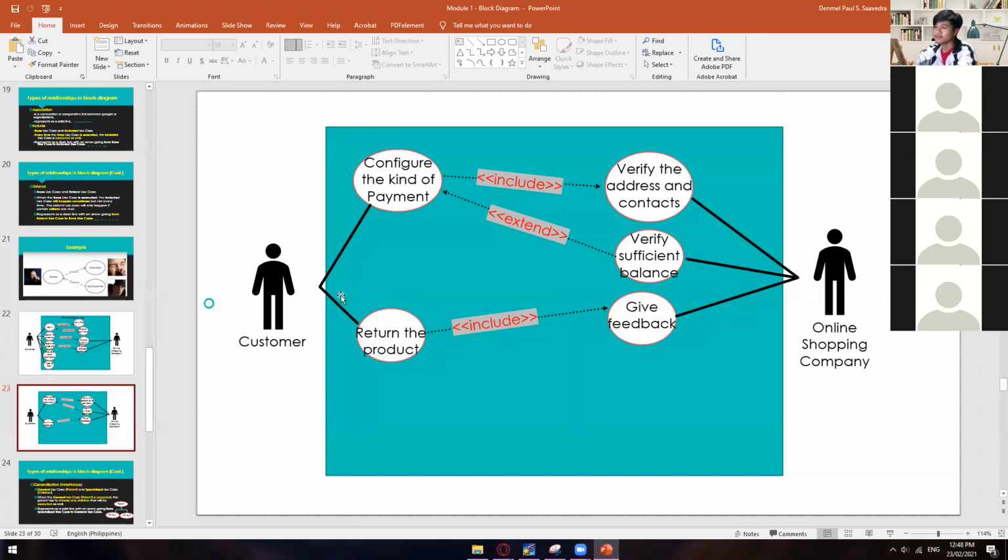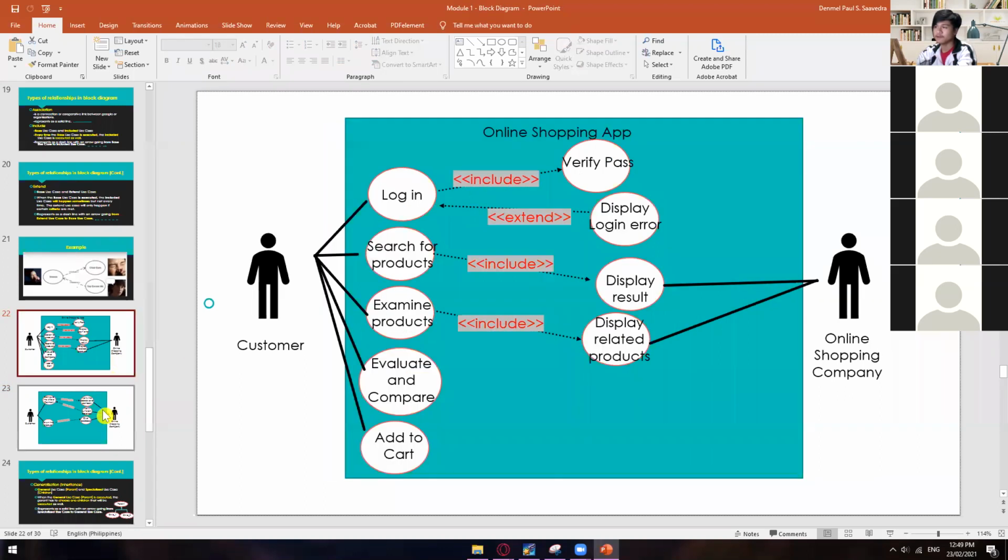All right. And then lastly, we have return the product. Of course, you're going to return it to the company, and then that company will give feedback. So actually under here, you can include feedback also, like your comment while you're returning the product to the company. All right. So yeah, that's it for the, at least 80% complete, I guess, or 60% complete, use case diagram of an online shopping app.